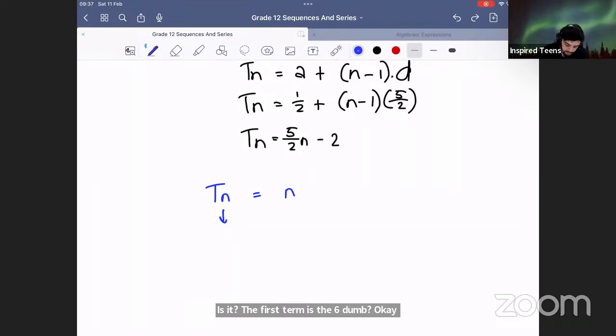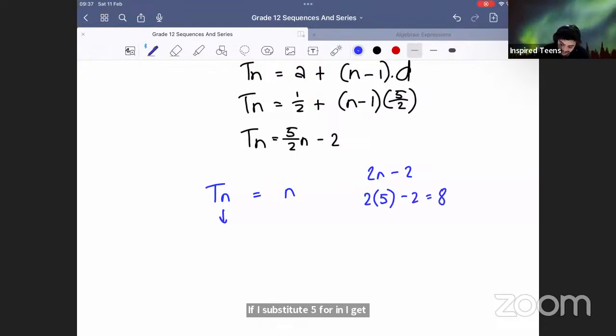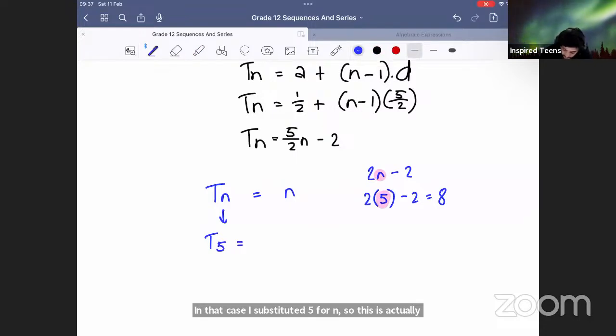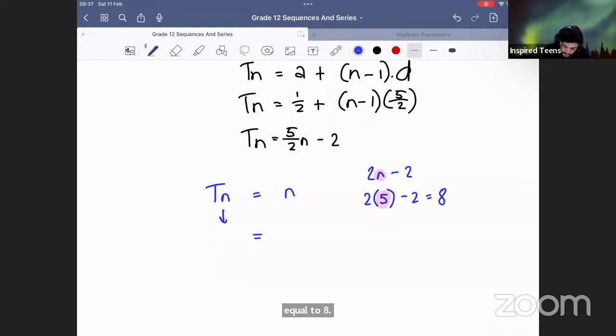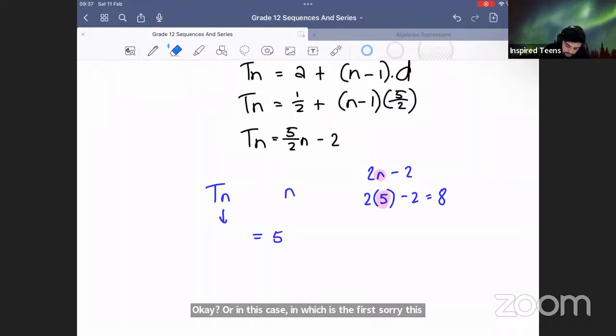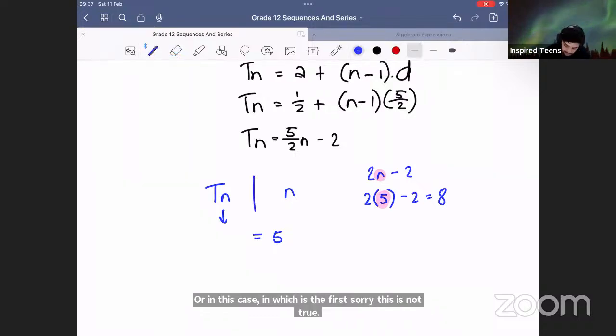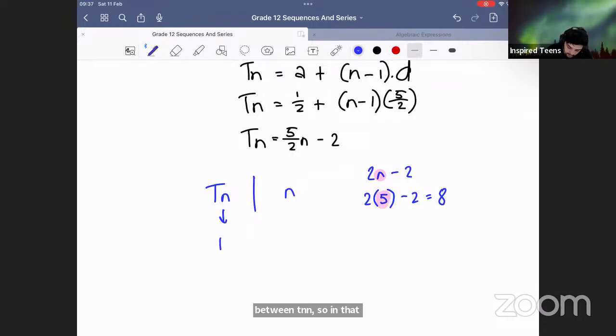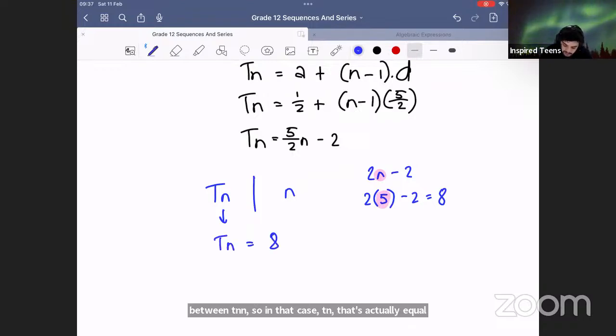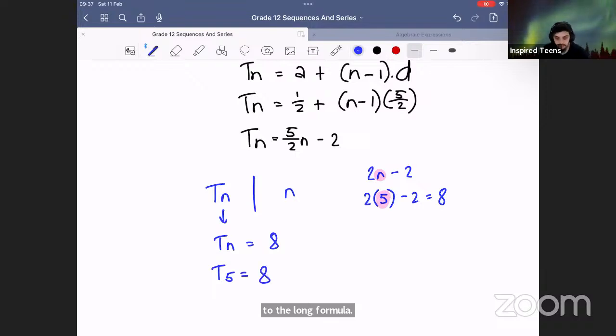For example, in a pattern like 2n minus 2, if I substitute 5 for n, I get 10 minus 2, which is 8. In that case I substituted 5 for n, so I'm calculating the 5th term. So I could say T5 is equal to 8. Sorry, I didn't mean to put an equal sign there. Tn is actually equal to the long formula, but in that basic example, T5 is equal to 8.